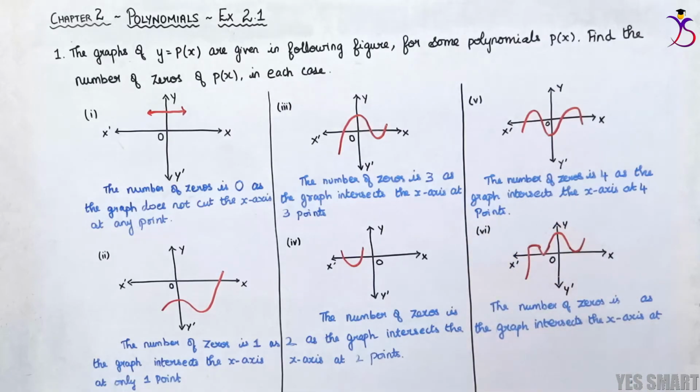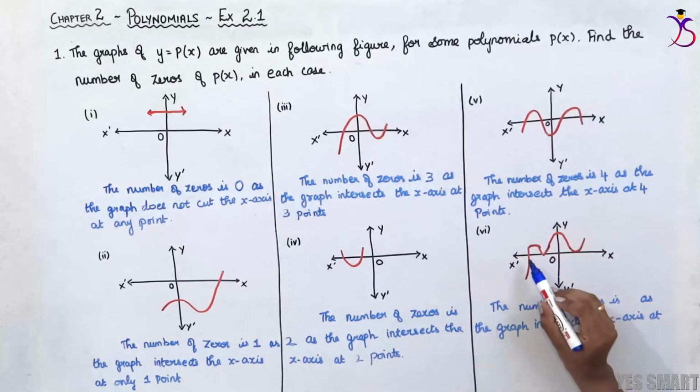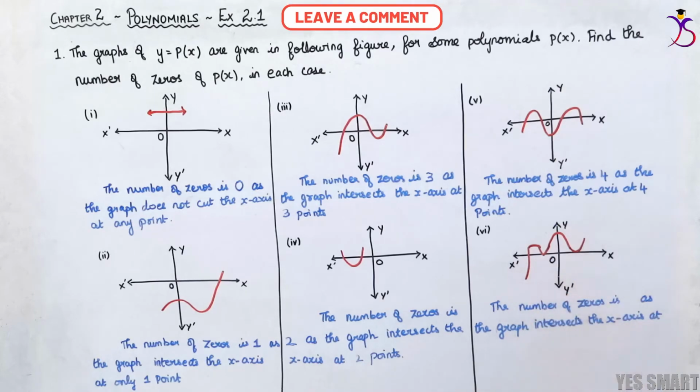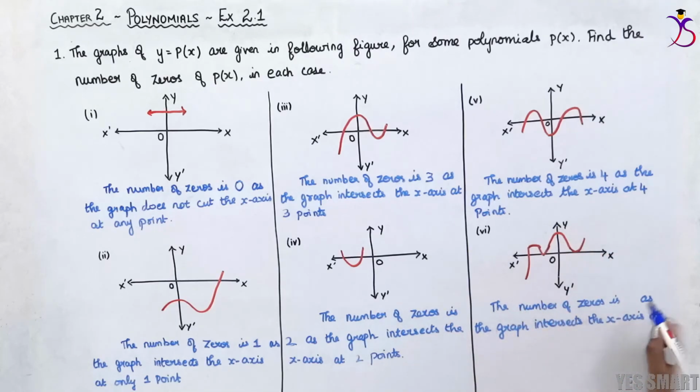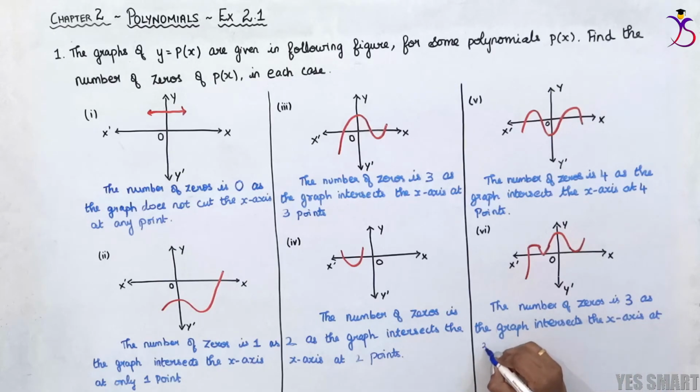Moving on to the last subdivision, let's see the graph, 1, 2, 3. Therefore, the number of zeros is 3. That is, the given graph intersects the x-axis at 3 points. Therefore, the number of zeros is 3 as the graph intersects the x-axis at 3 points.